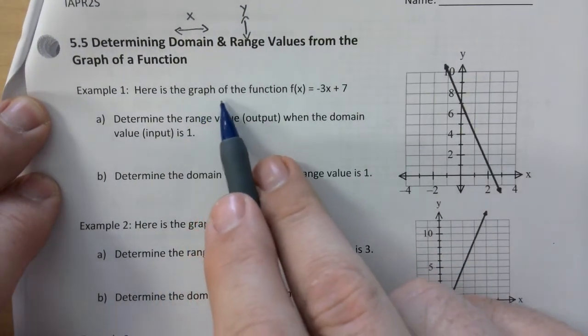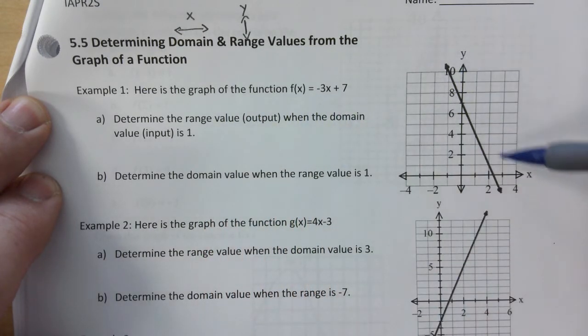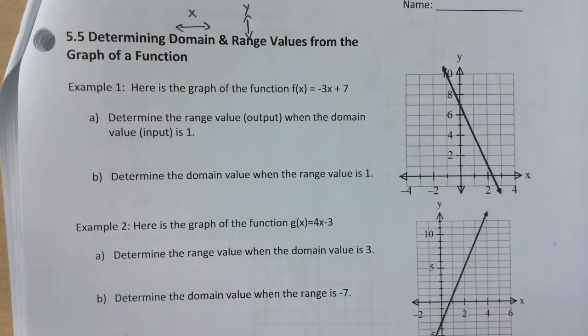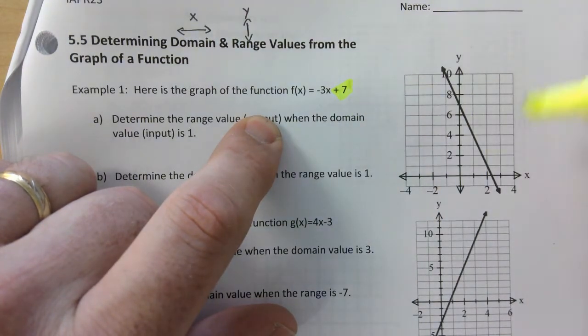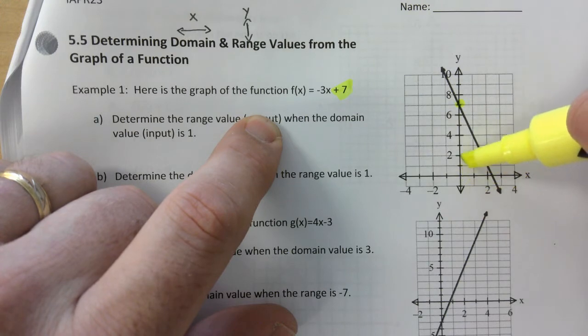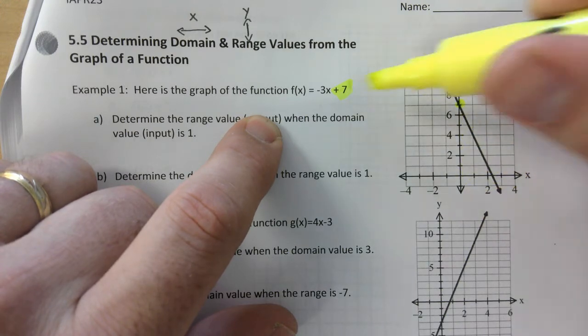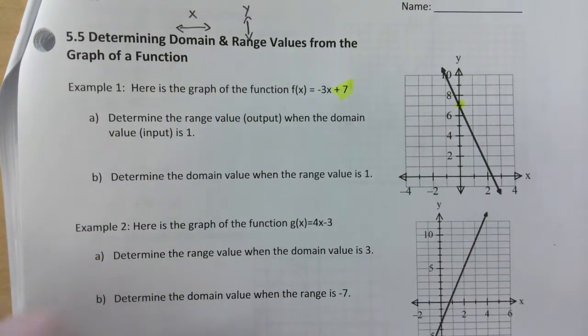Here's the graph of the function f of x is equal to -3x plus 7. We'll show you how to graph that later. I just want to highlight something. This is plus 7, right? Notice where it's going through: 2, 4, 6, 7. That's going to be a pattern. It's called the y-intercept.